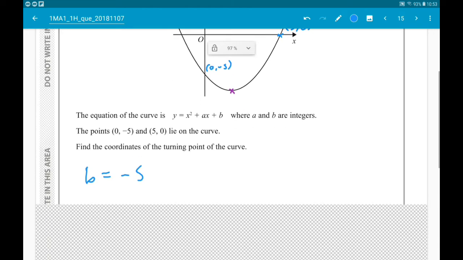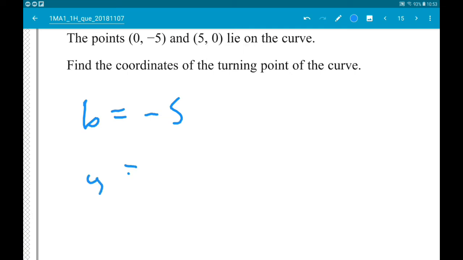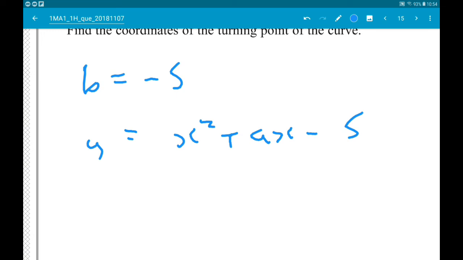Well, we now know that b is -5, so we now know y is equal to x squared add ax -5. Now, because we know (5, 0) lies on the curve, we can find the value of a. So we know when x is 5, y is 0.